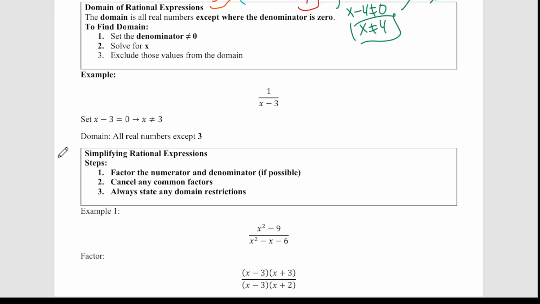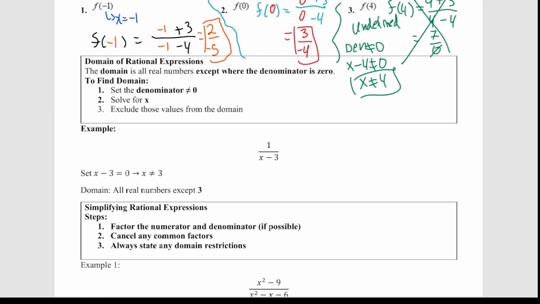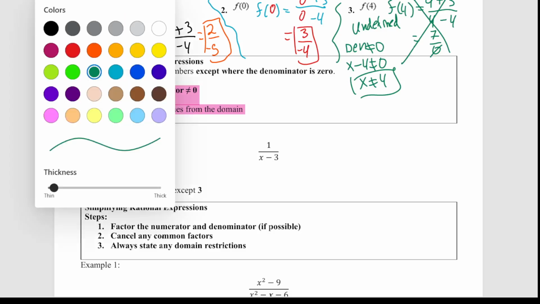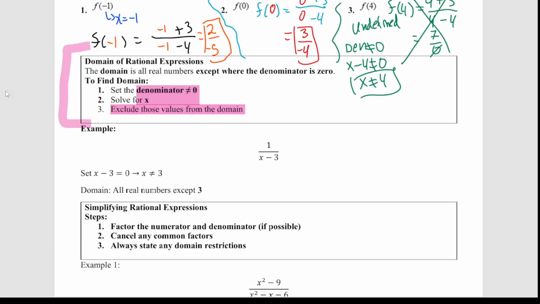So let's go ahead and talk a little bit more about that. That's what this summary is noting here: when you're talking about the domain of a rational expression, you want to exclude any values that would make that denominator 0. That's the big idea. So in this next rational expression, if I have 1 over x minus 3, I need to make sure x minus 3 is not 0, so x cannot be 3.